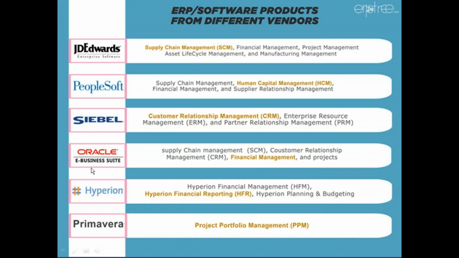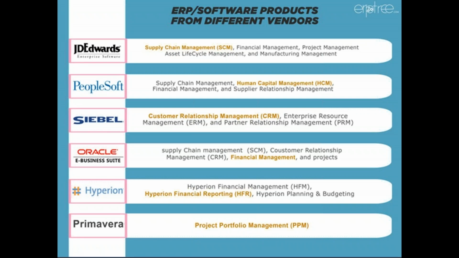The same way, Oracle E-Business Suite financials are very famous. From Hyperion, everything is famous, but the most famous is the financial reporting solution, Hyperion Financial Reporting. Primavera is very famous for PPM, project portfolio management, which is a project scheduling solution. So this is how we have different ERP products which are specialized in different areas.